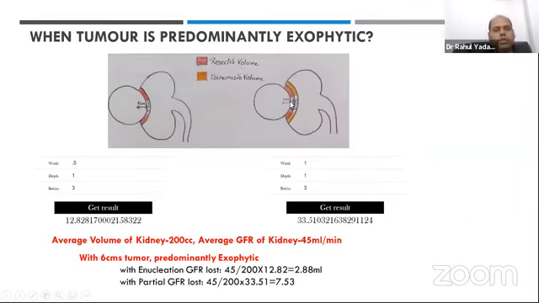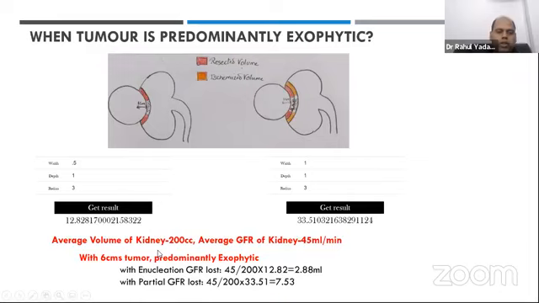So this is the first scenario, when the tumor is predominantly exophytic. This is a 6 centimeter tumor. It is 1 centimeter from the depth of the renal surface. This is a 5 mm rim of ischemized volume due to renorrhaphy, while there is one more 5 mm rim, which is because of the resected tumor. So when we put everything into the formula, there is 12 ml, 12 cc of volume being lost in case of enucleation. And in case of partial nephrectomy, the volume lost is something around 33 ml.